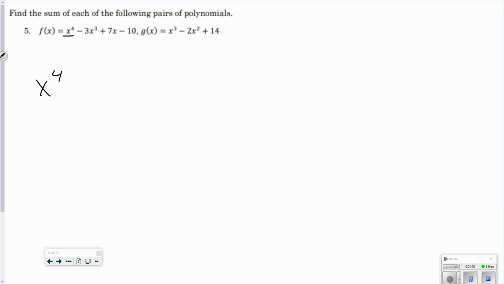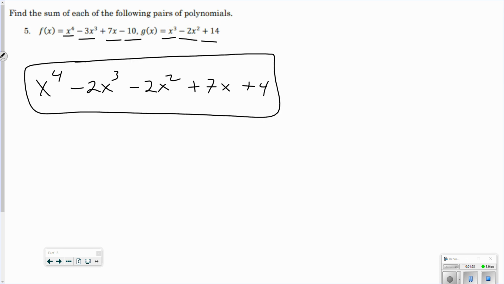After that, it's going to be the 3rd degree. I have a negative 3x cubed here and x cubed here, so negative 2x cubed. Then after that should be a square. I have a negative 2x squared right there. Then I have 7x here. And then negative 10 and 14 gives me a positive 4. The reason I do it that way is so I can have my final answer in standard form as well. And that's your answer.